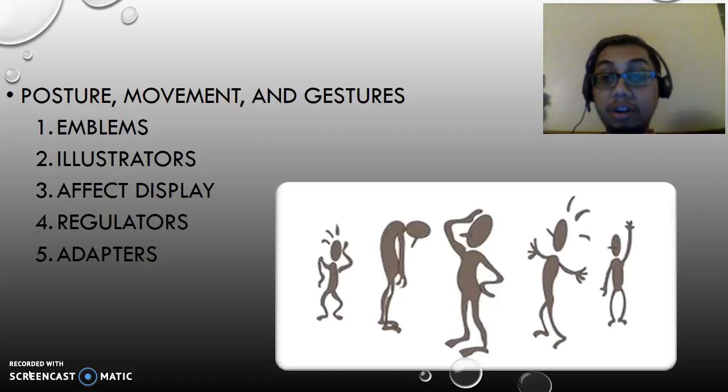And regulators are nonverbal behaviors that control the flow of communication within the group. So, for example, that would be eye contact, raising a hand or finger to signal someone that you would like to speak. And lastly, adapters. Those are nonverbal acts that satisfy personal needs and help group members adapt to their environment. For example, scratching, yawning, and adjusting glasses.